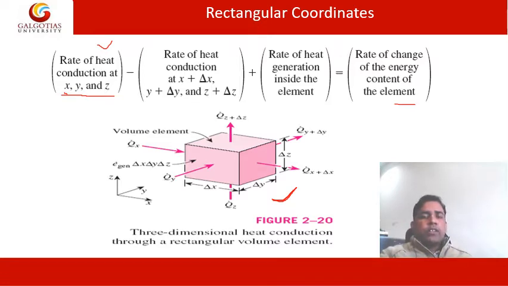Okay, and plus the rate of heat generation inside the element, that will balance the rate of change of energy content of the element. So this is basically the conservation of energy equation. Heat which is entering at x, y and z, heat conducted through the x, y and z surfaces, then heat conducted through x plus delta x, y plus delta y, z plus delta z, and the rate of heat generation inside the element, all will contribute to the change of the internal energy content of the element that we are considering here.